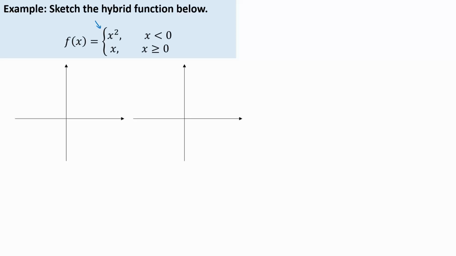Listing items. So if you're listing items, in this case, I'm listing 2 equations. I've got an x squared and I've got an x. But the key thing is the domain. So let's read the domain.